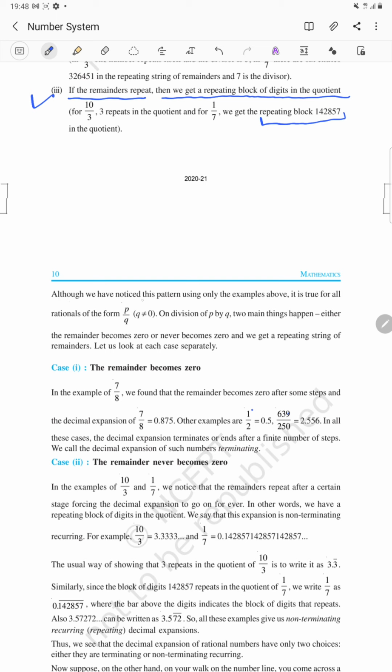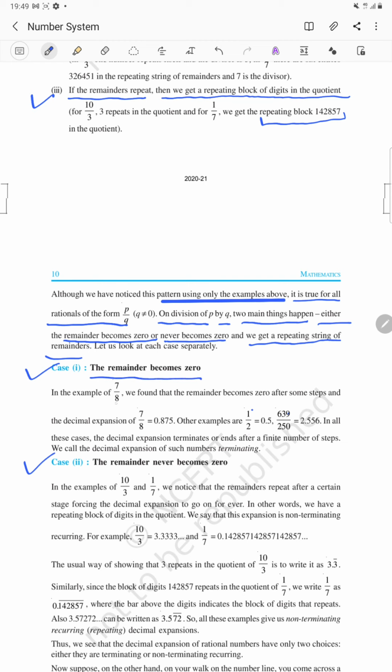Although we have noticed this pattern using only the example above, it is true for all the rationals of the form P by Q that on division of P by Q, two main things happen. What are those? Either the remainder becomes 0 or never becomes 0. We get a repeating string of remainders when the remainder is not becoming 0. So we end up with two cases. The first case is the remainder becomes 0. So in this case, we find the remainder becomes 0 after some steps.